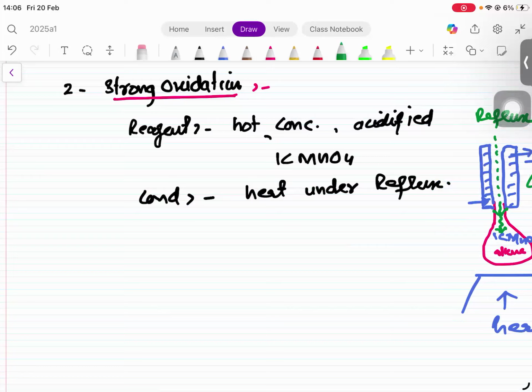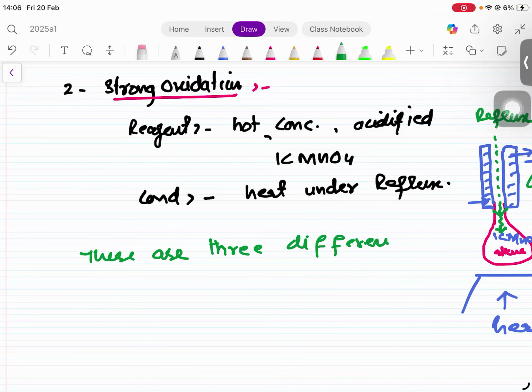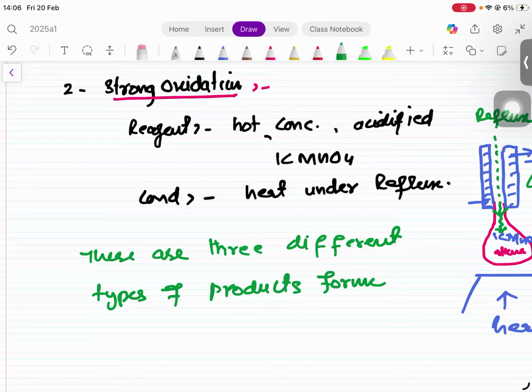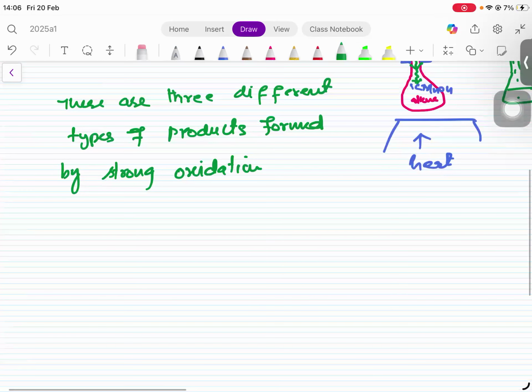So there are, please write down, there are three different types of products formed by strong oxidation of alkene. What are these three products? First, I'll give you the general equation, and then precisely, I'm going to divide it into three parts like this.